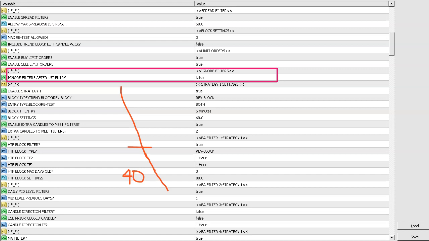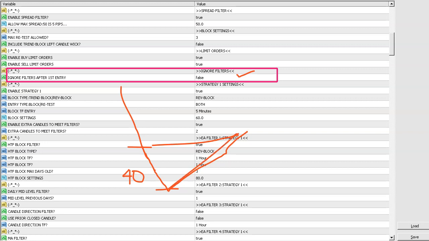Let's say now we have 40 pips in distance and it's supposed to enter again, but the filters didn't meet. So now using this filter, it's going to enter if a block happens. Of course, we need to have a 5-minute or 15-minute block, but it's going to ignore the rest of the filters. So if a block happened, then it enters, and then the averaging happens. Now all the trades will close. This one will close in here, and then this one will close in here, and then we're good to go.